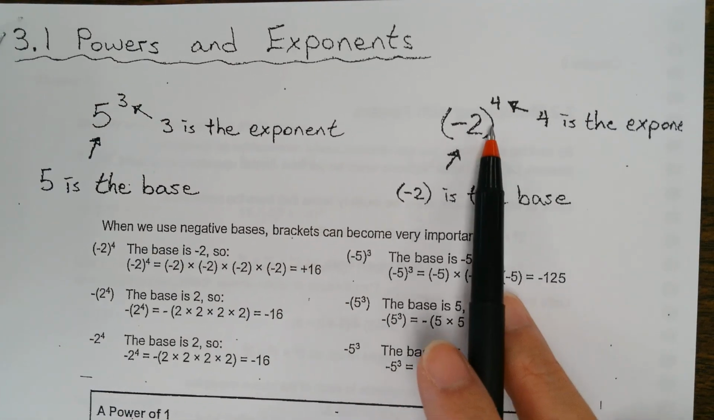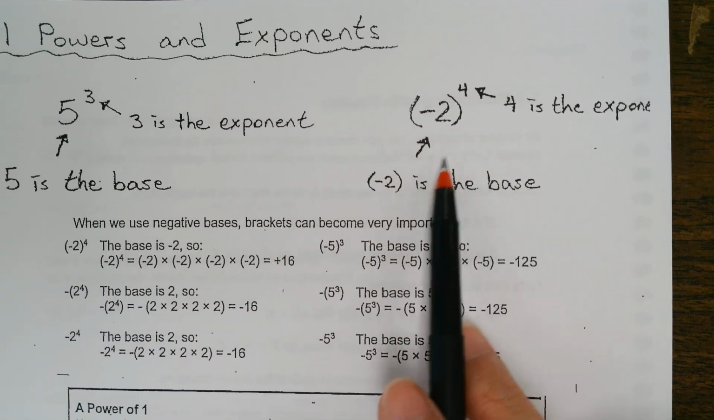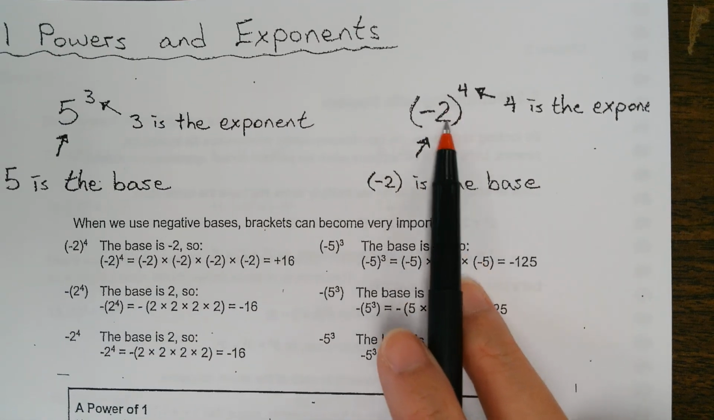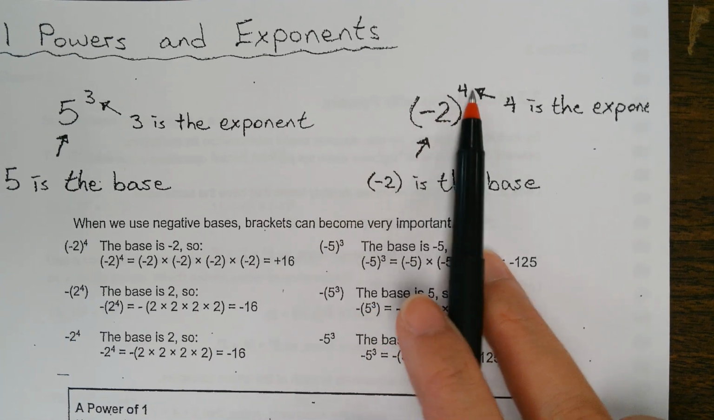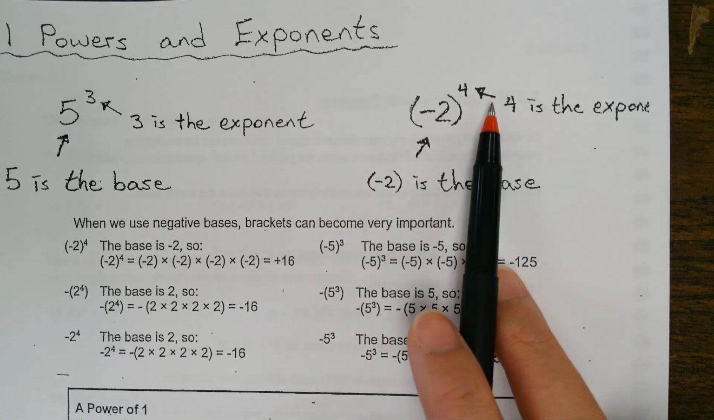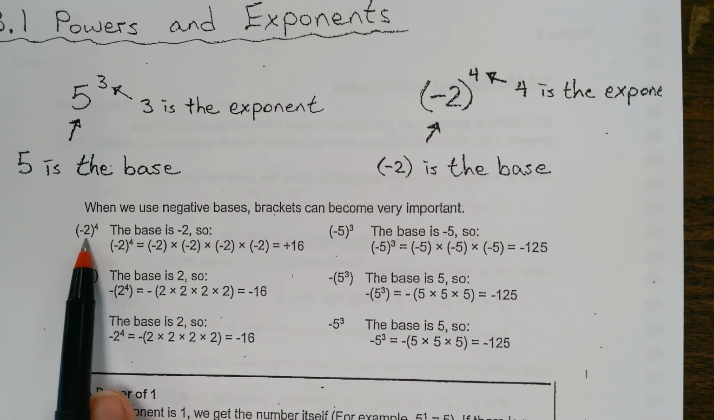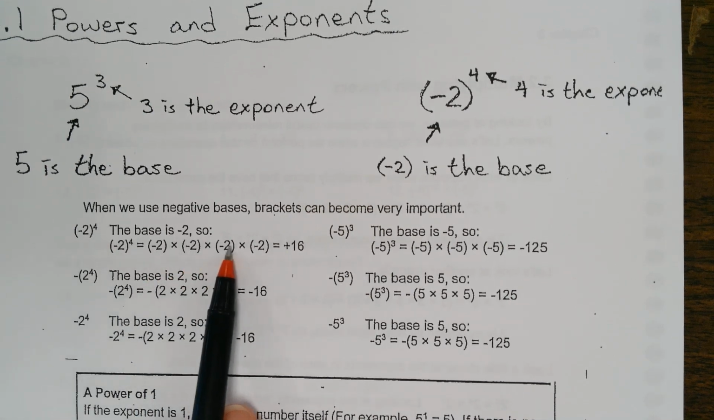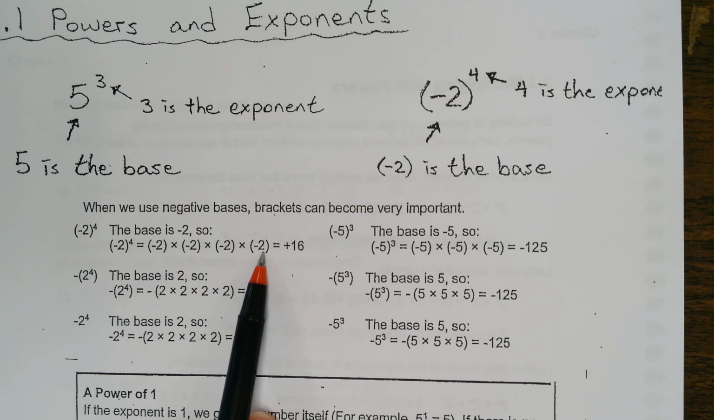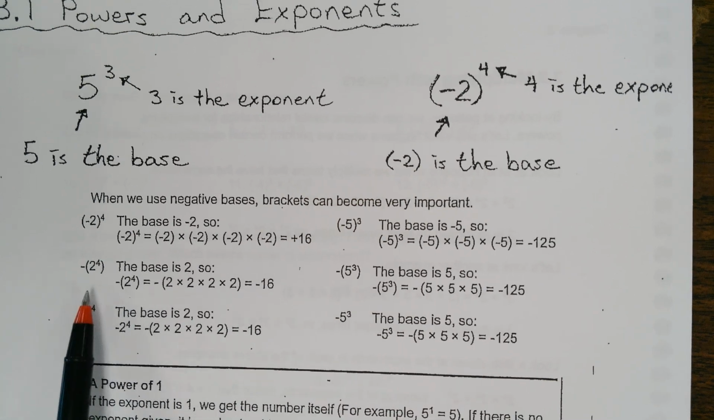Right? So in this case, my base is -2 because there is a bracket around the whole base. And the exponent in this case is 4. So if we were to write out -2 in brackets to the power 4, it means -2 times -2 times -2 times -2, which gives you positive, right? Every 2 negatives make a positive, so it's positive 16.